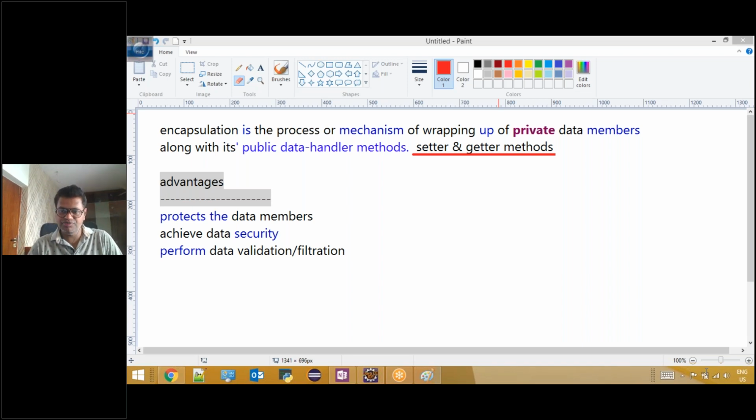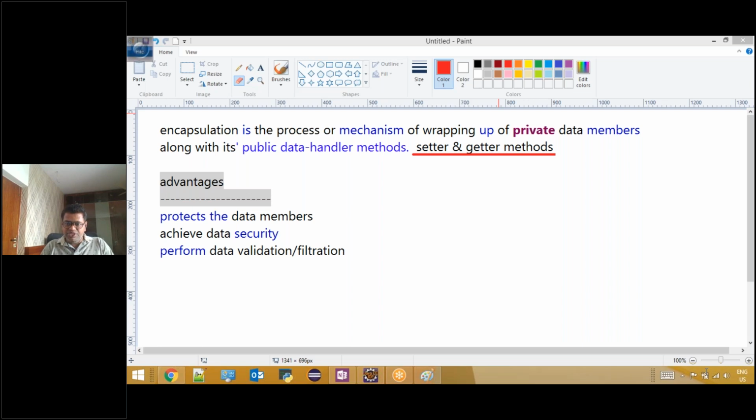Okay, any other questions for today? So now we know what encapsulation is, and how to protect the data: by making the data member private and by writing a public getter method and setter method. But how to write the setter and getter, we have to understand.